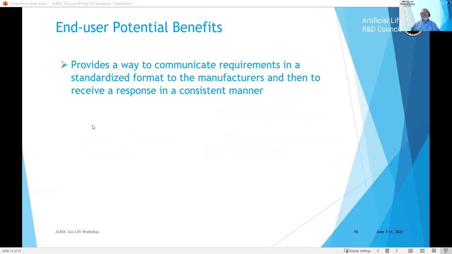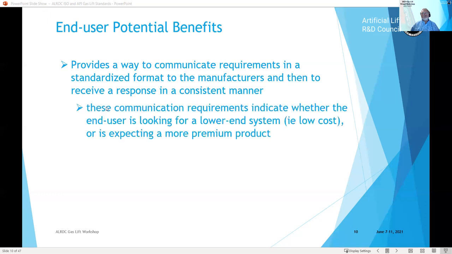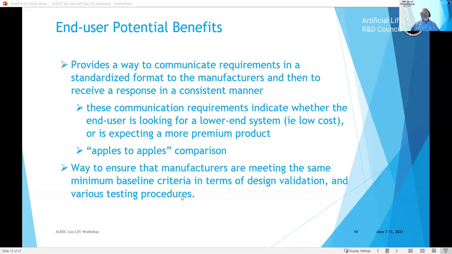So what are the potential benefits for end users? It provides a way to communicate requirements in a standardized format to the manufacturers and then receive a response in a consistent manner. These requirements indicate whether the end user is looking for a low-end system, i.e., low cost, or expecting a more premium product, providing an apples to apples comparison. It provides a way to ensure that manufacturers are meeting the same minimum baseline criteria in terms of design validation and various testing procedures.